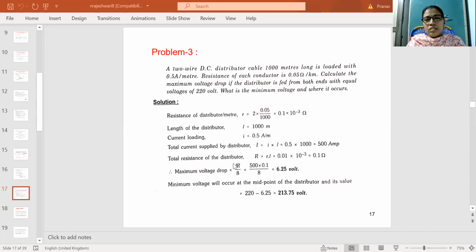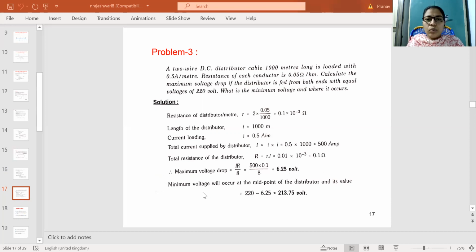And the total resistance of the distributor, capital R, is equal to small r into L, which is 0.1 into 10 power minus 3 into 1000, which gives us 0.1 ohms. The maximum voltage drop is equal to IR by 8. So 500 into 0.1 by 8 is equal to 6.25 volts.